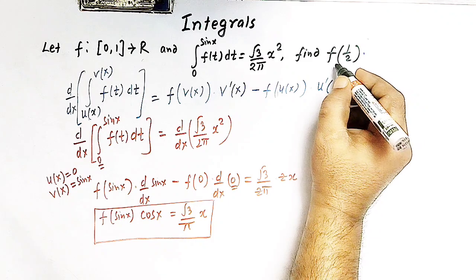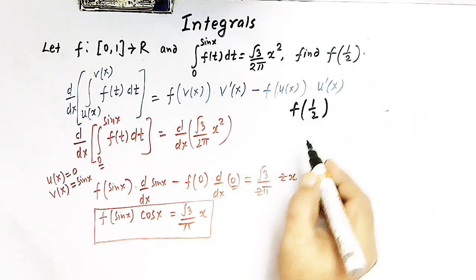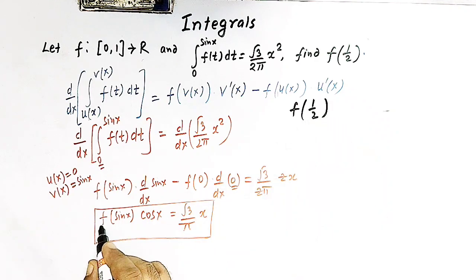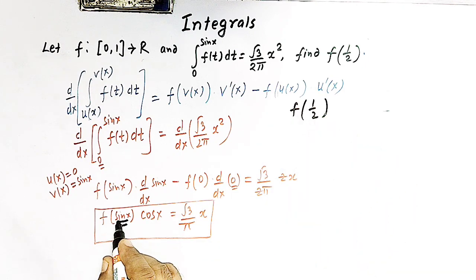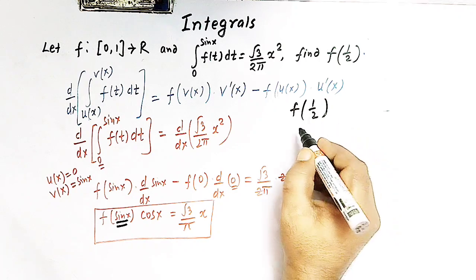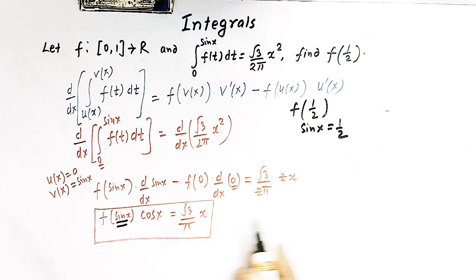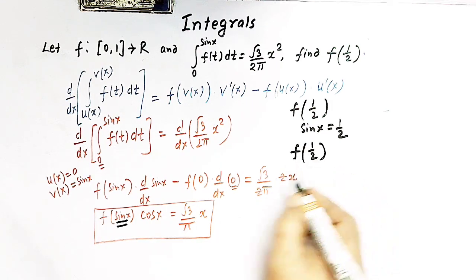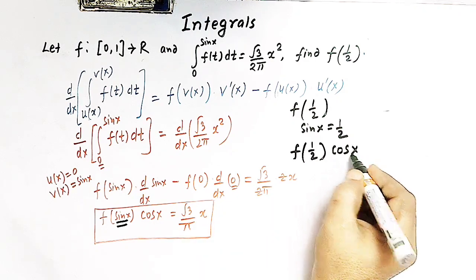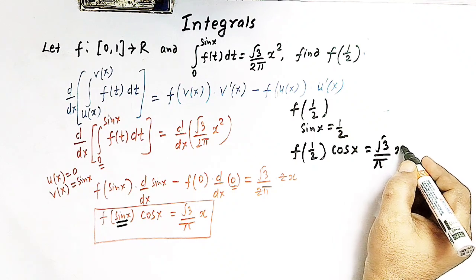Now see here, we have to find f of half. So here the input is half, and here we have f of sin x. So in order to get the value of f of half, let us replace sin x by half, taking sin x equal to half. This equation now takes the form f of half times cos x equals root 3 over pi times x.